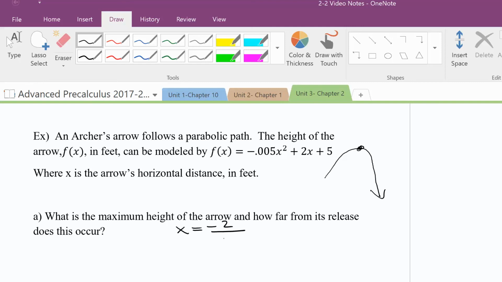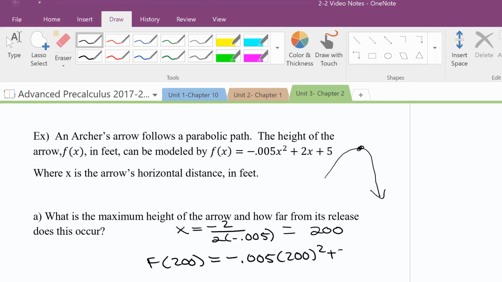So it's -2 over 2 times -0.005. So when you do that, you get x equals 200. So then when you put 200 back in, and do the math, you get 205.